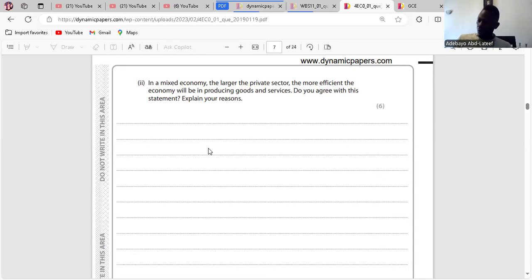And for no, one, an increase in a large private sector might mean that more advertisement might be done. Because you want a way of making your product different from those of your competitors, you might use excessive advertisement to do that. And excessive advertisement is a waste of resources. That's the first point. And waste of resources means inefficiency.